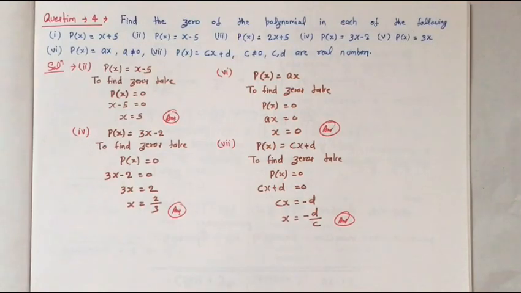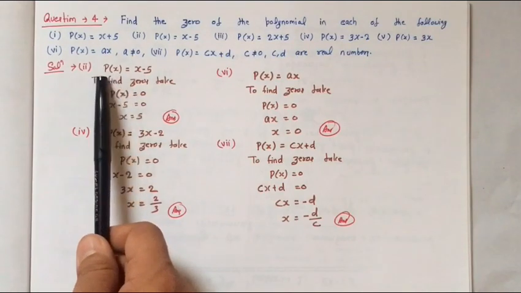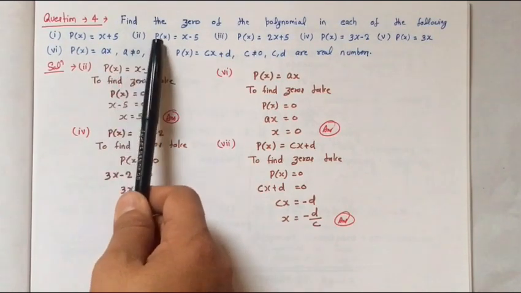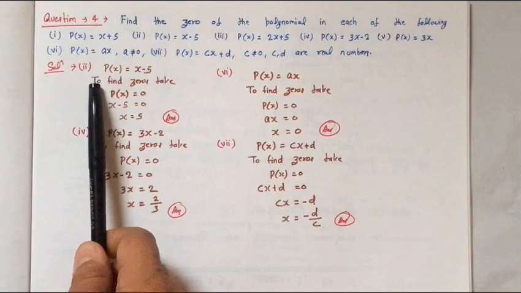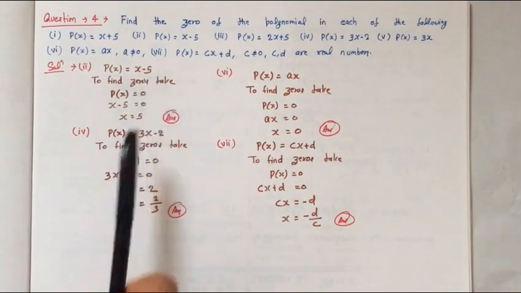Some parts I am going to do for you, and the remaining parts you have to do as your practice. Okay, so here polynomial p of x is given. This part is the second part of your question. Polynomial p of x is given as x minus 5.